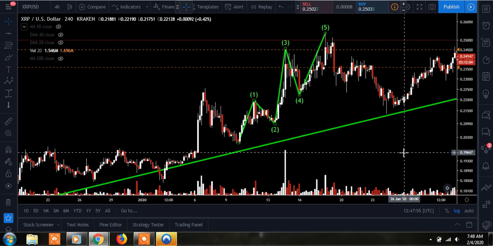Remember those rules. Rule number 1, wave 2 can never retrace more than 100% of wave 1. Wave 3 cannot be the shortest of the 3 impulse waves, and then wave 4 does not overlap wave 1. Those are some of the most important things.